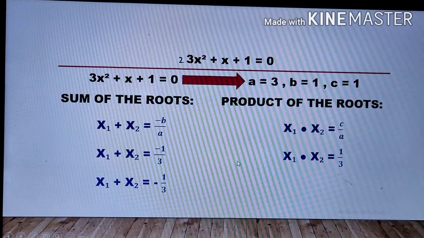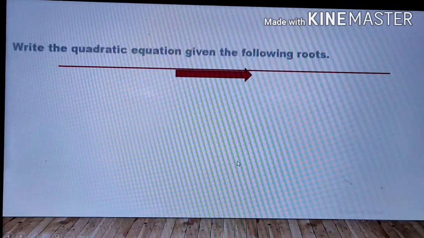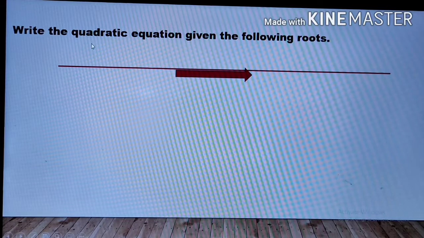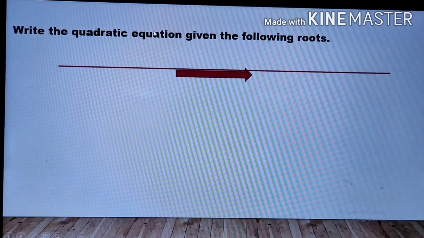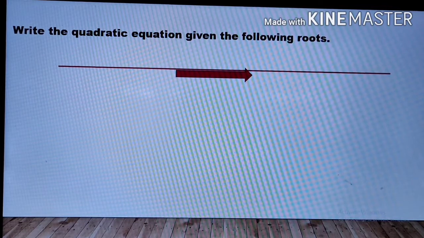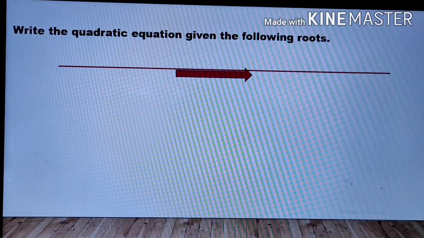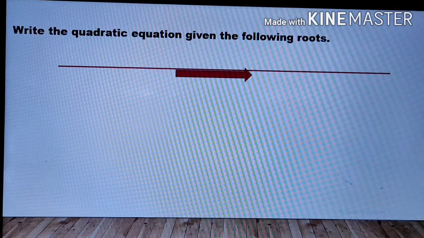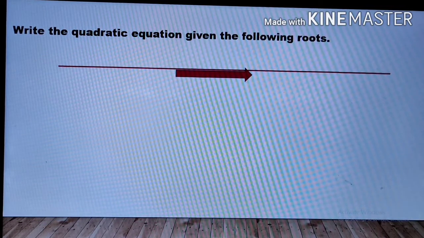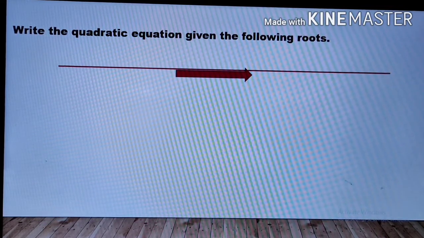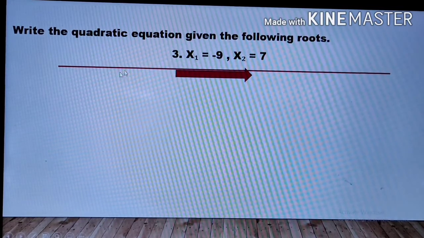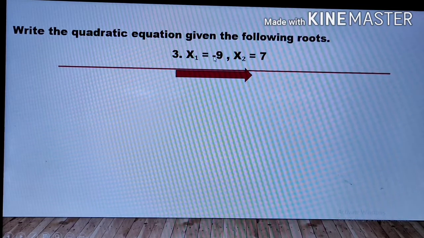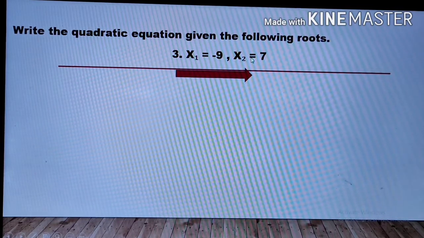So, next example is, we are going to write the quadratic equation given the following roots. So, merong ibibigay na roots. Then, ang gagawin mo is, you are going to write the quadratic equation based sa given na roots. So, for example, X sub 1 natin is negative 9. Then, X sub 2 is positive 7.